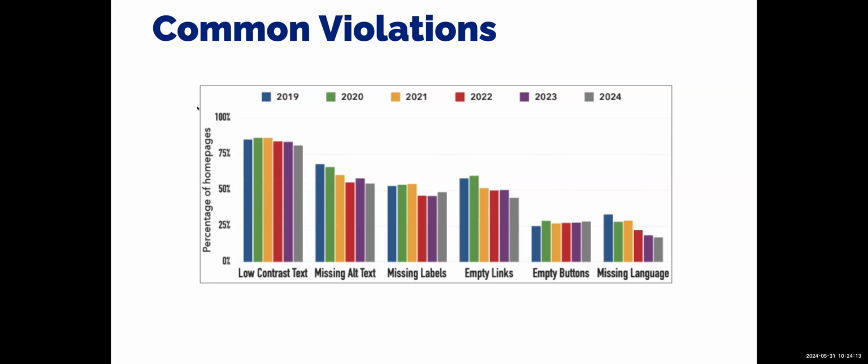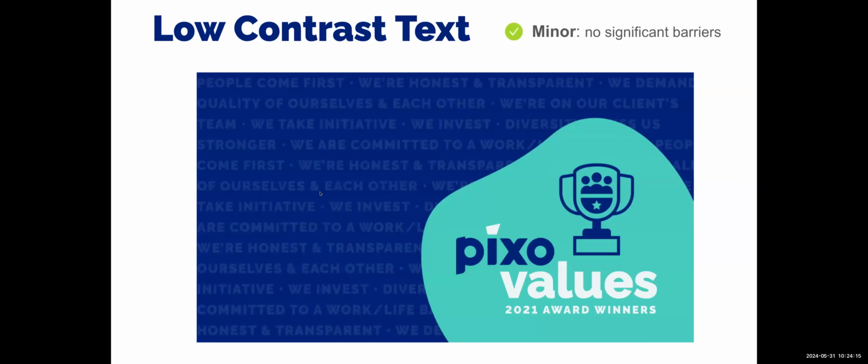So the first one that we have is low contrast text. This is an example of a minor violation. You'll see that this graphic for one of our blog posts has dark blue text on a darker blue background. It doesn't have a ton of contrast. The background text lists the pixel values, and it's used just to add visual interest to the image.